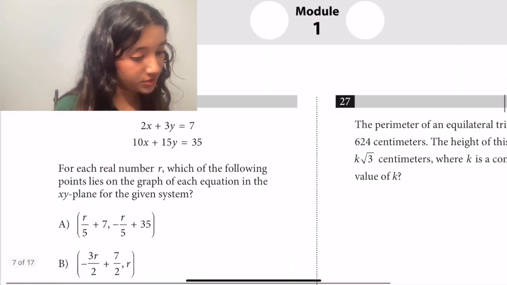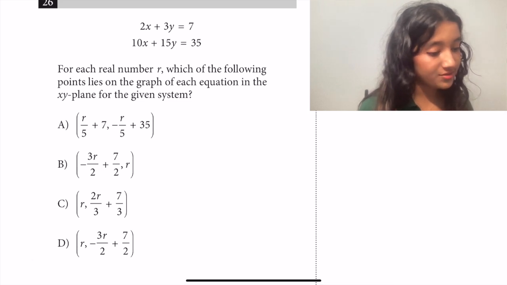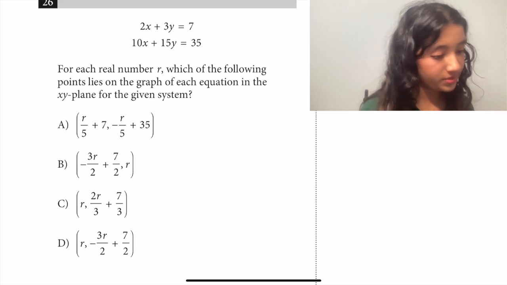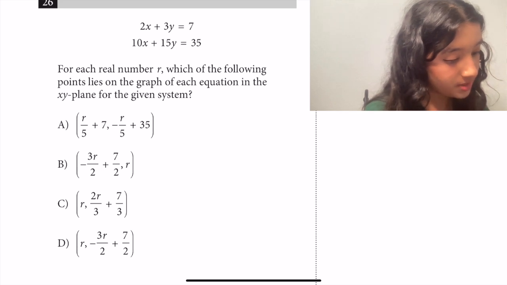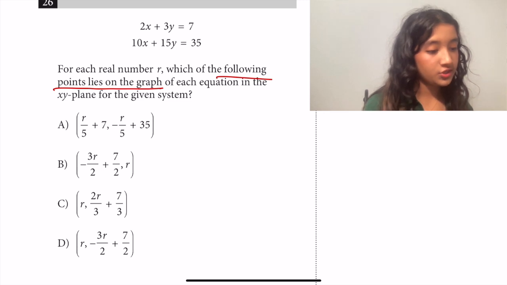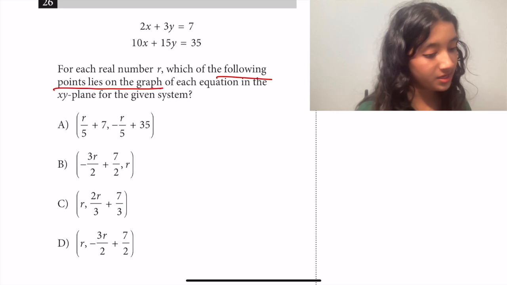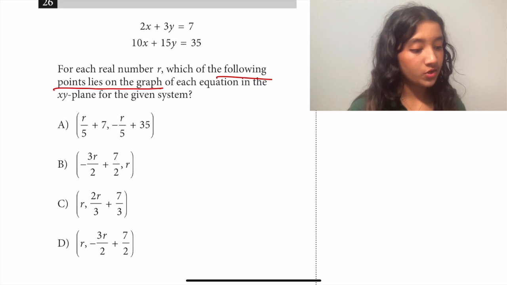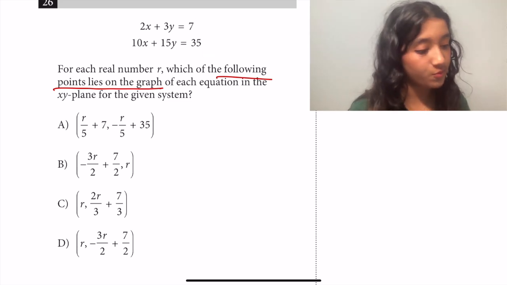Moving on to question 26. For each real number R, which of the following points lies on the graph of each equation in the xy plane for the given system? So we see that we're given two equations right here, and we want to find which of the following points lies on the graph. So there are different ways of doing this. You could just plug in the points and see which one works, but in this case, I think it might be easier to work with this system and simplify it, and then you can plug in the points.